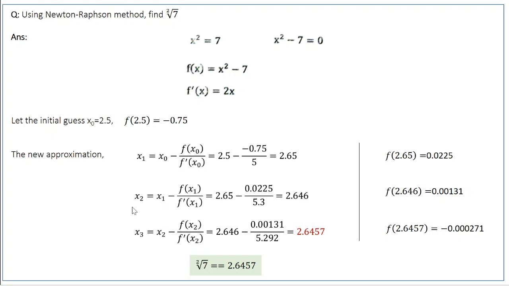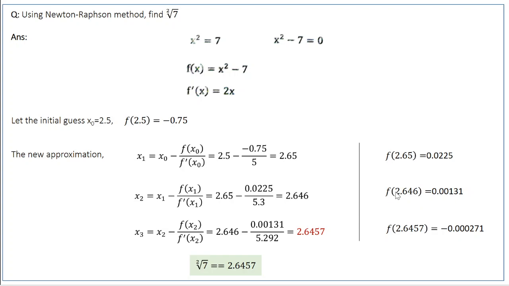So I can do one more iteration, calculate x2, which is x1 minus f of x1 divided by f prime of x1. You find out the value, substitute in this equation. You get the new value 2.646. Quickly substitute in this function and see whether you are reaching 0. So f of 2.646, this will be 0.00131. So compared to f of x1, this is even closer to 0. So this is a much better approximation.